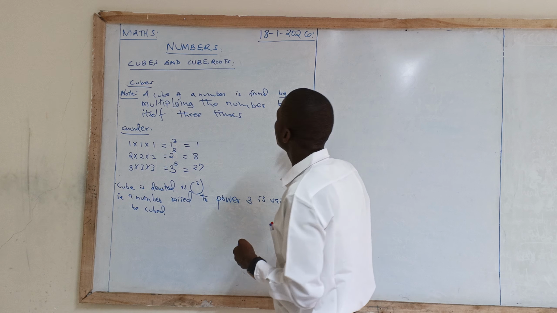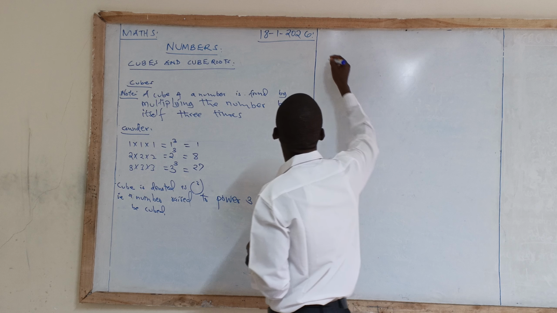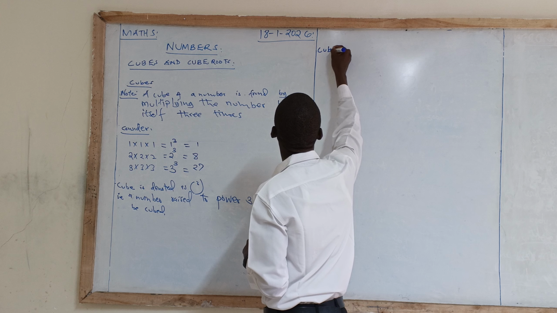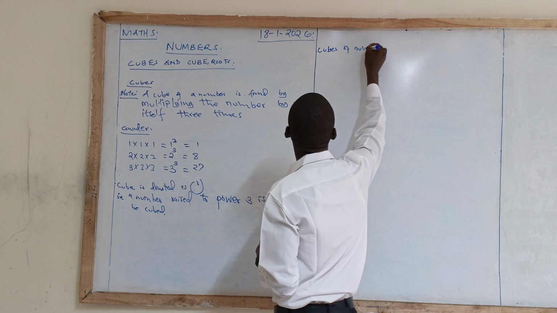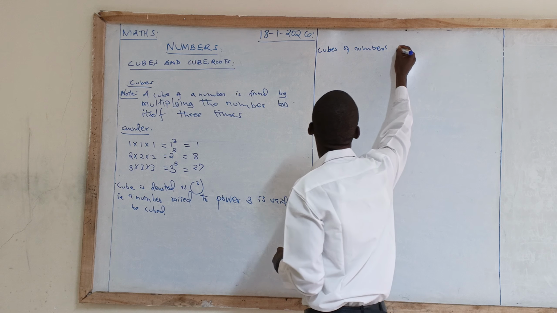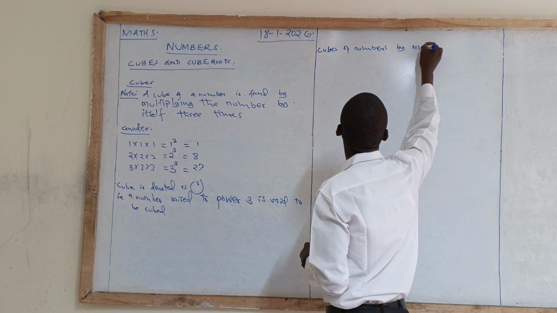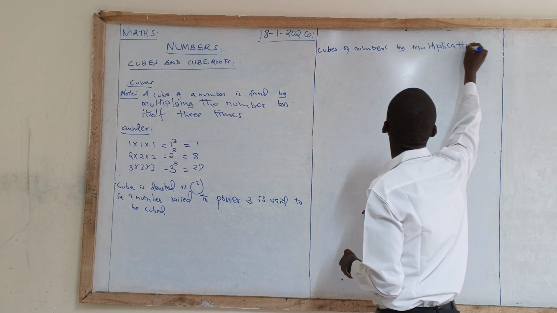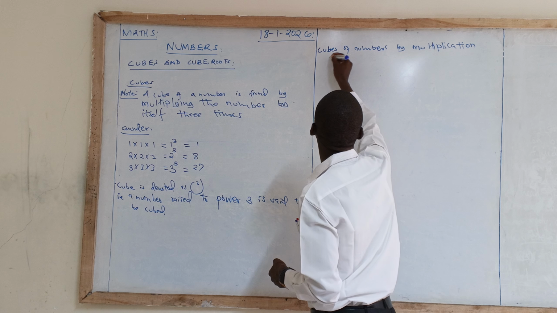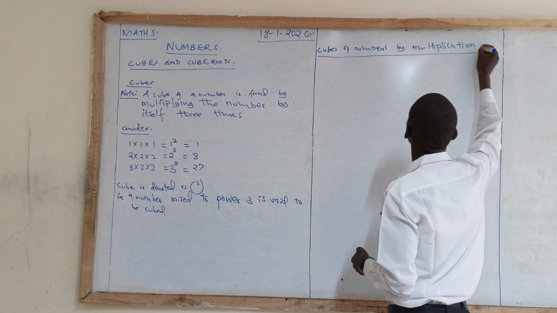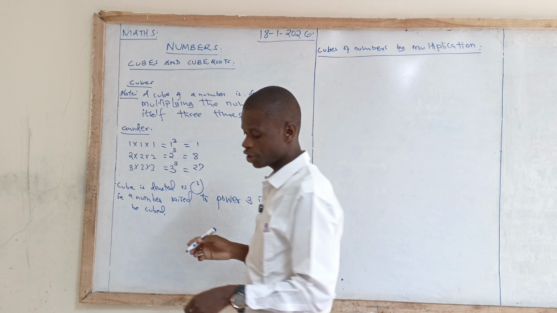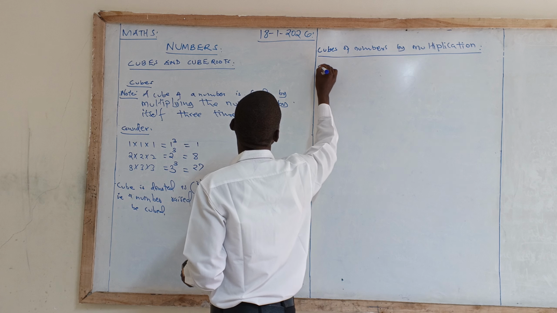So the next thing, cubes of numbers by multiplication. Cubes of numbers by multiplication. So here we are getting the cube of a number through multiplication. Let us consider.